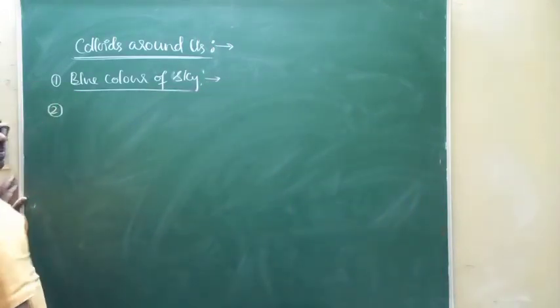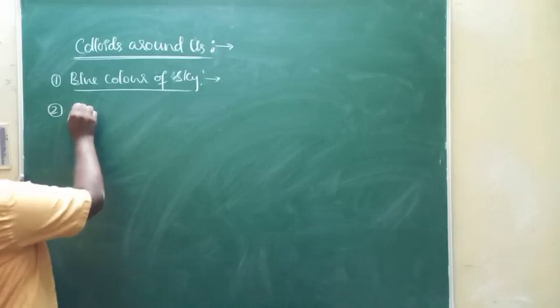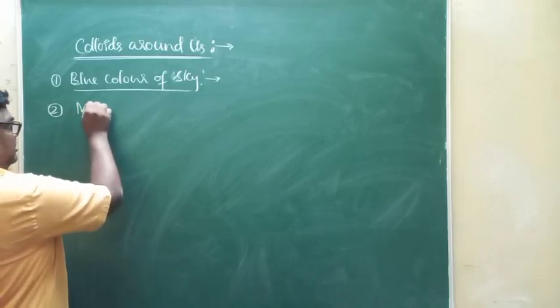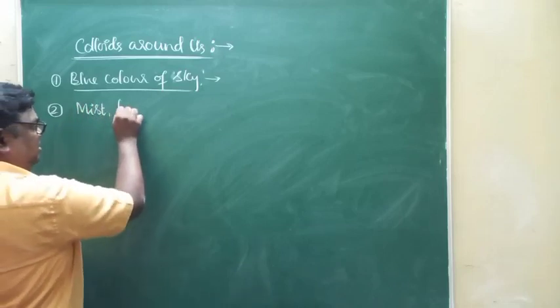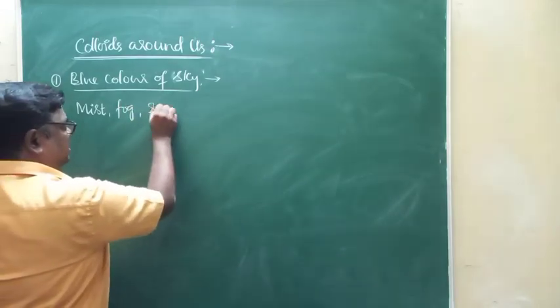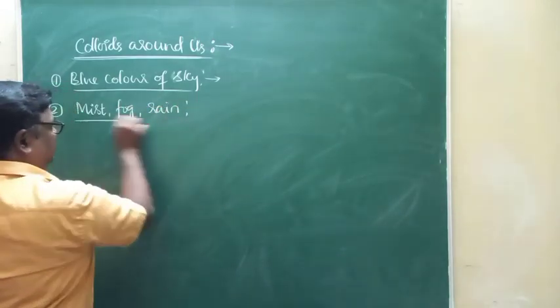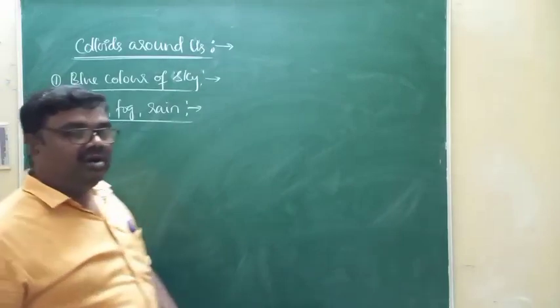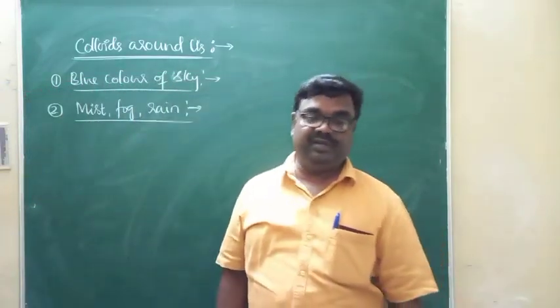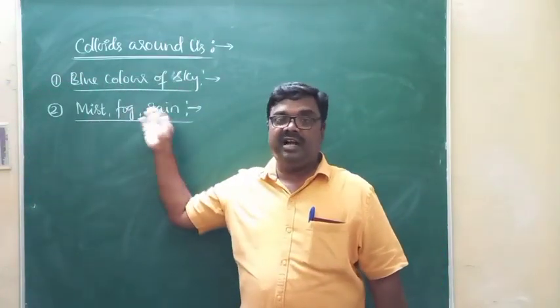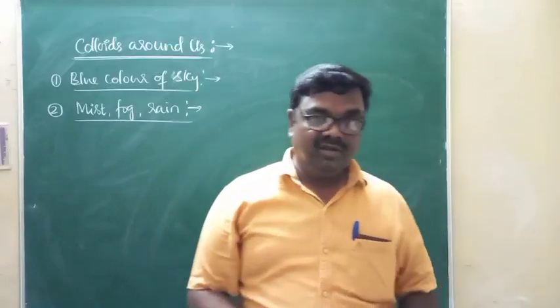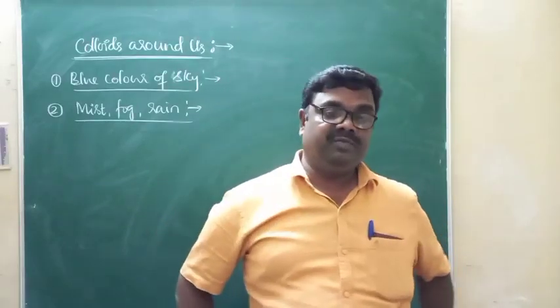Second example: the mist around us, the fog around us, and of course rain. It's all because of the colloidal water droplets present in the atmosphere. The fog, mist and rain, that's all because of colloidal water droplets present in the atmosphere.